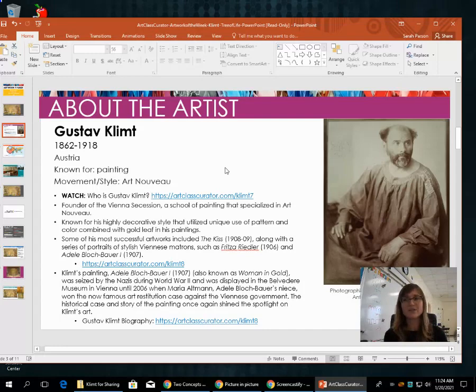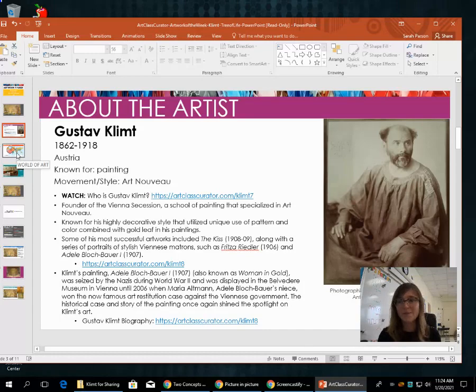The movement or style of art that he's most associated with is Art Nouveau, and Art Nouveau just means new art. So Klimt and his fellow artists from Vienna were tired of the realistic art that had been made for hundreds of years. They believed art was everywhere, and they wanted a change. They wanted to use brighter colors, they wanted to see swirling, flowing lines, and they decided to call their new art style Art Nouveau.